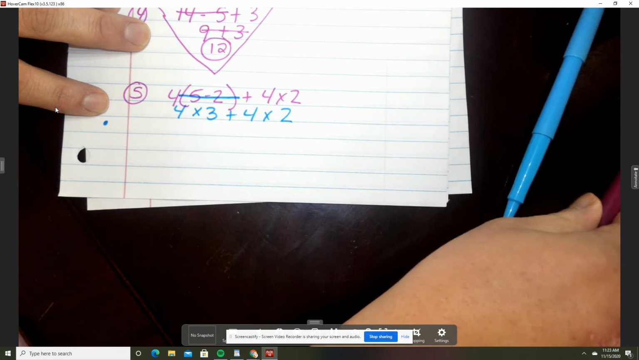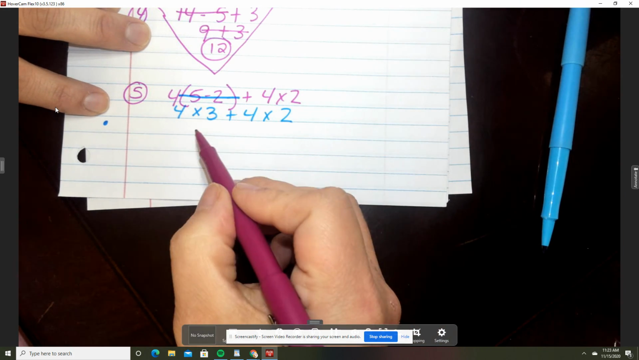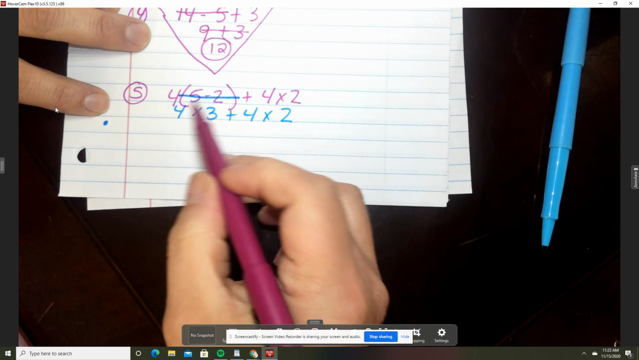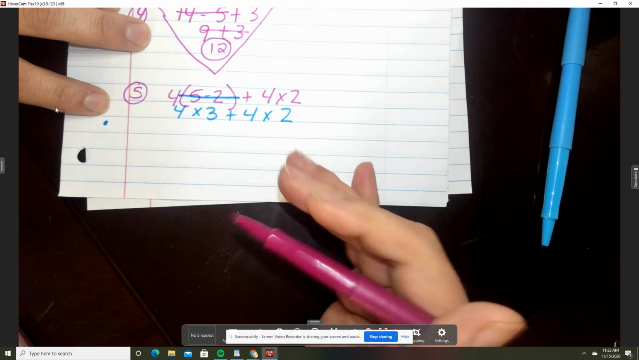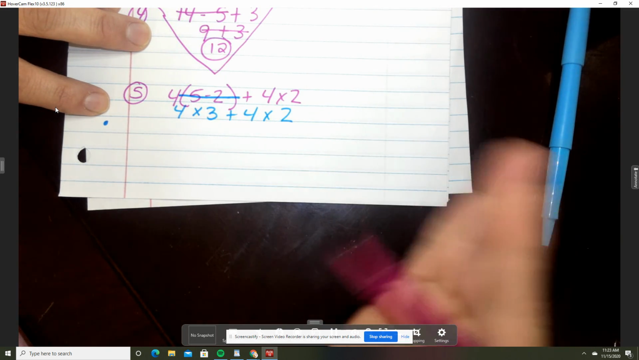All right, now what am I going to do first? I have 2 multiplying signs. Well, the rule is to do left to right. First come, first serve.